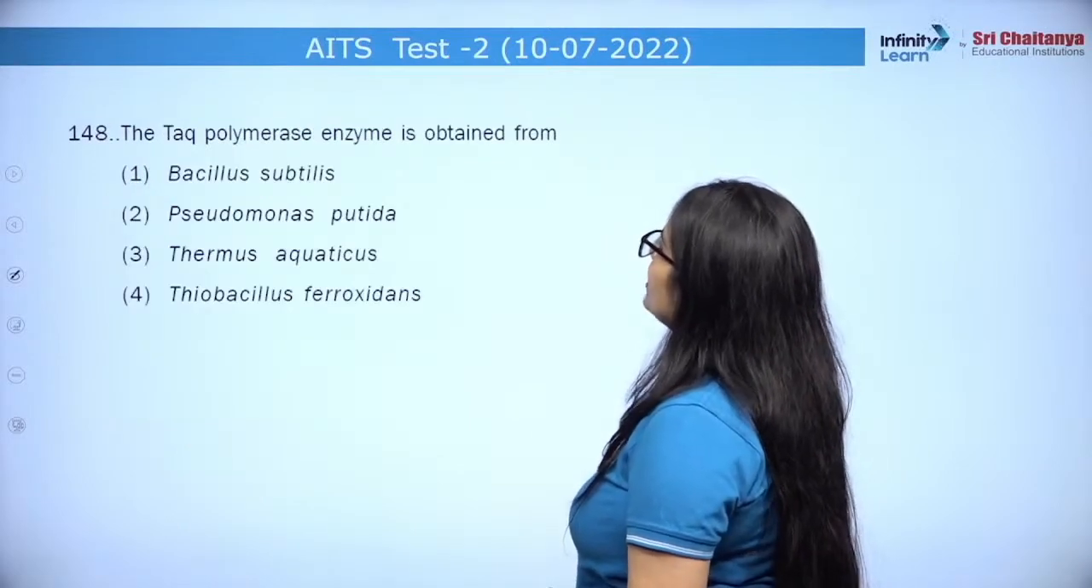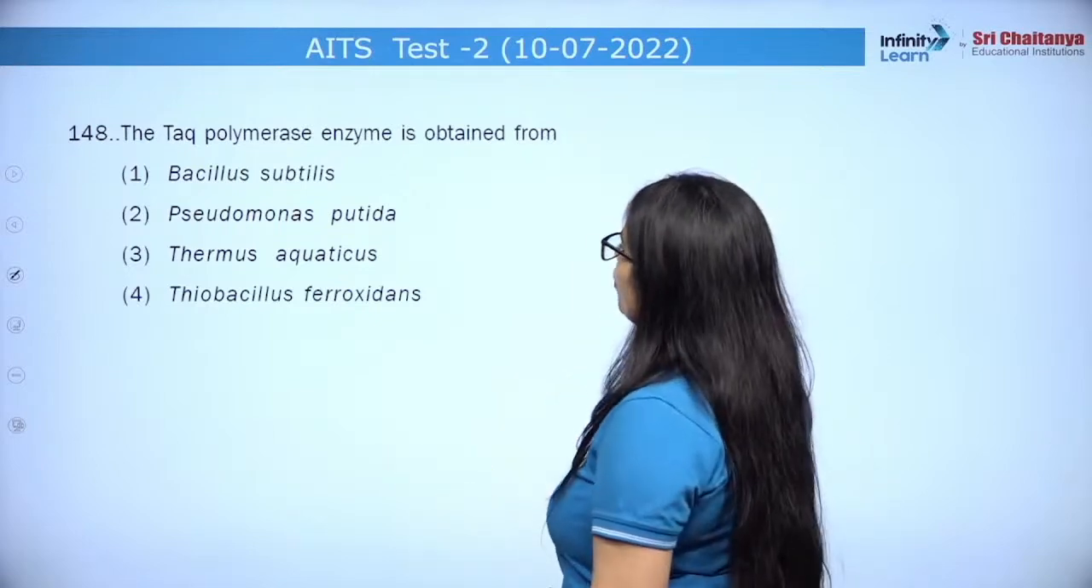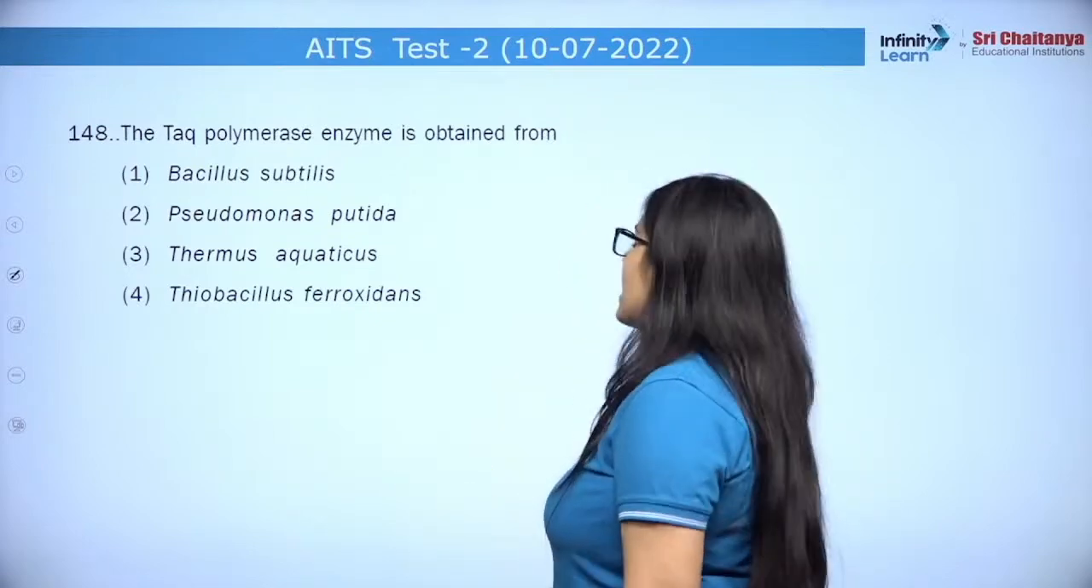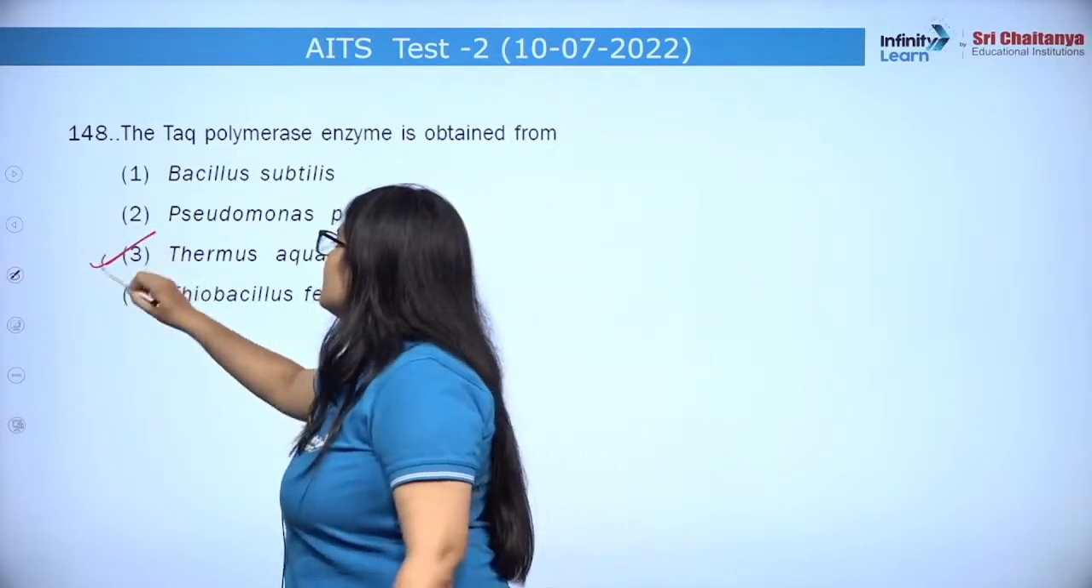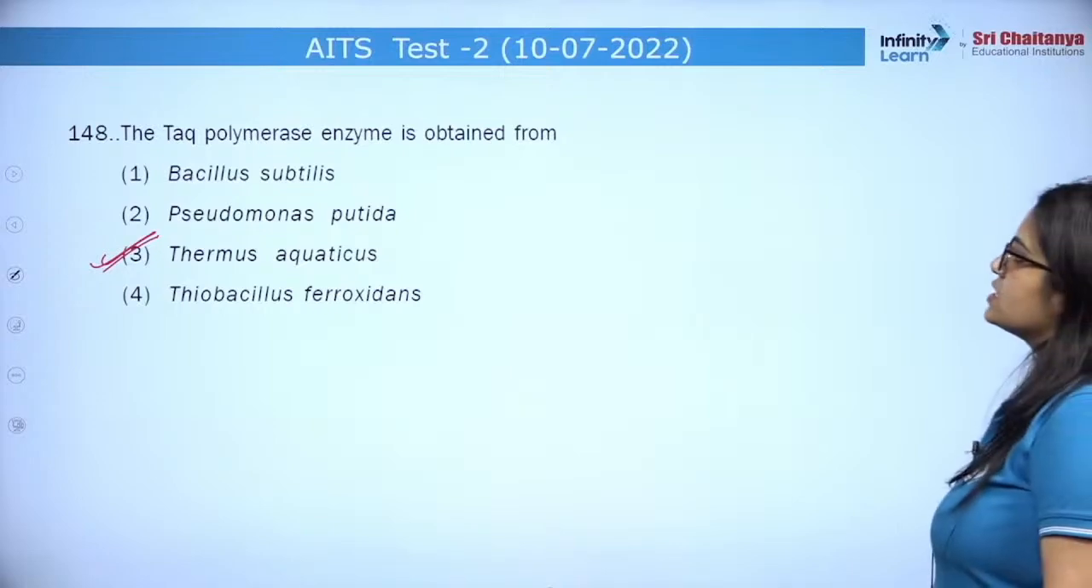The Taq polymerase enzyme is obtained from? The Taq polymerase enzyme is obtained from Thermus aquaticus. It is obtained from Thermus aquaticus. Next question.